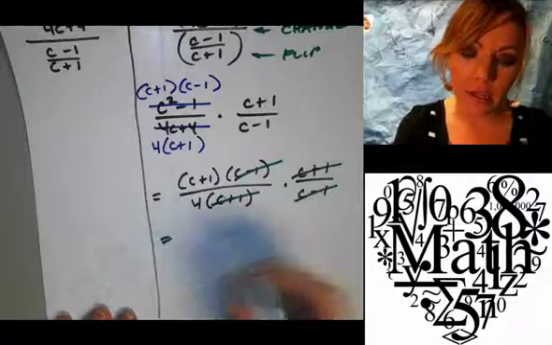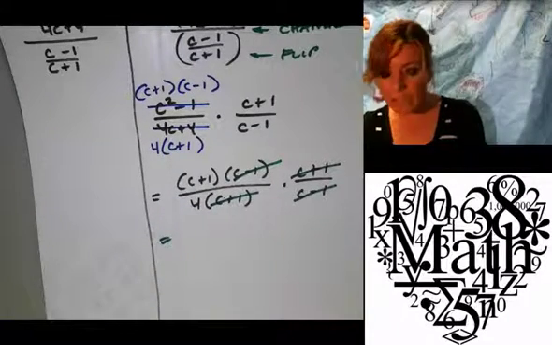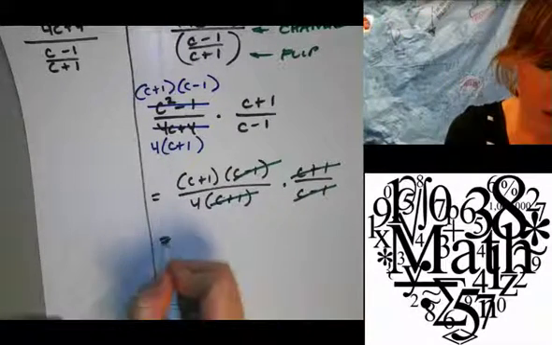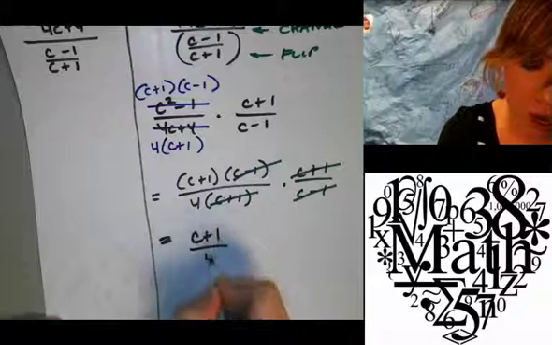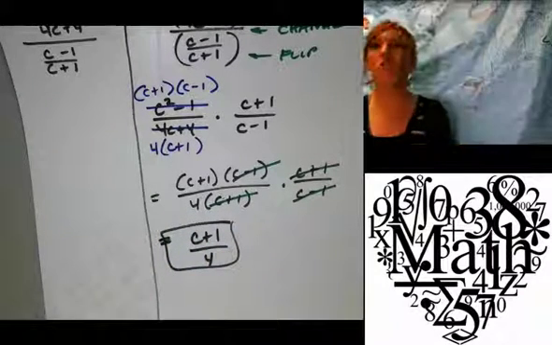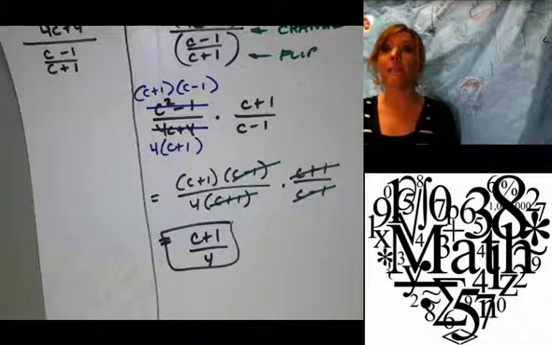So what am I left with as an answer? Cool. C plus 1 over 4. All right. So that one was super easy. Questions on that? You all are going to love the next problem.